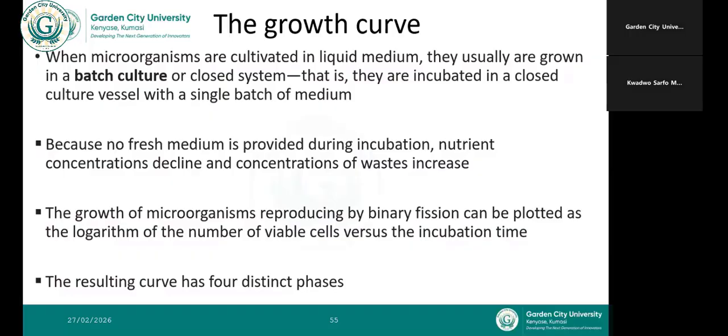So once we have a batch culture, batch culture is when you have the same organisms multiplying and then using the same nutrients. So we don't have the nutrients replenished or changed over time. So that's referred to as a batch culture or a closed system. So there are 4 distinct phases that bacteria will go through or microorganisms will go through when they are in a closed or batch system or a batch culture.